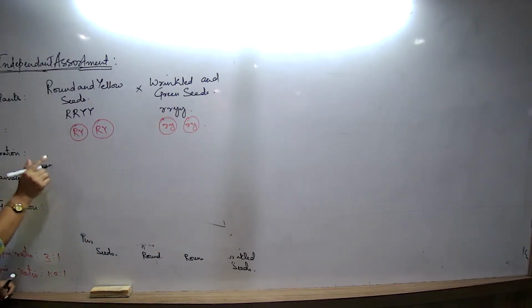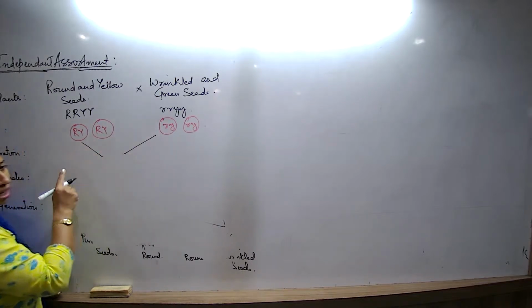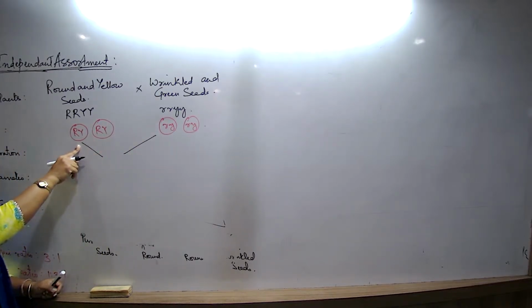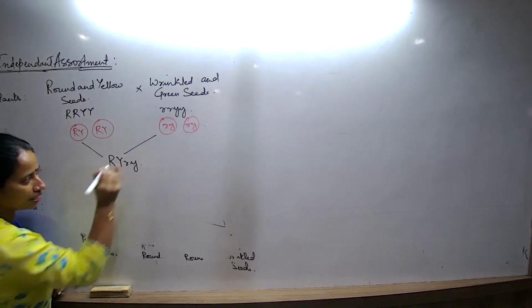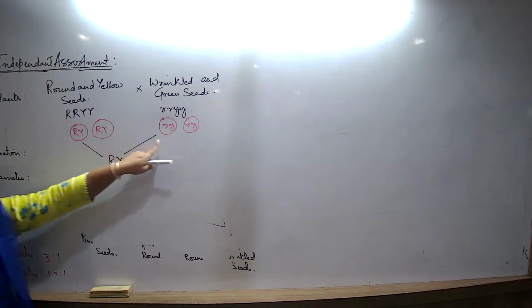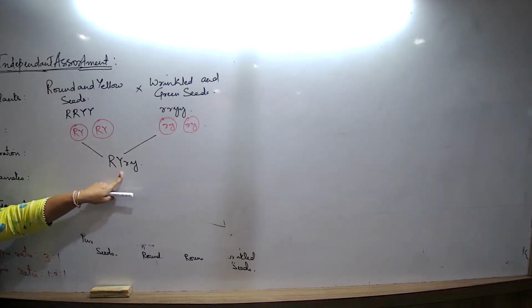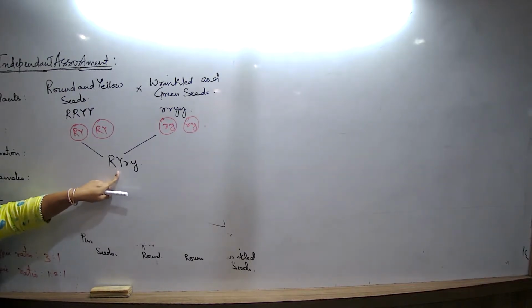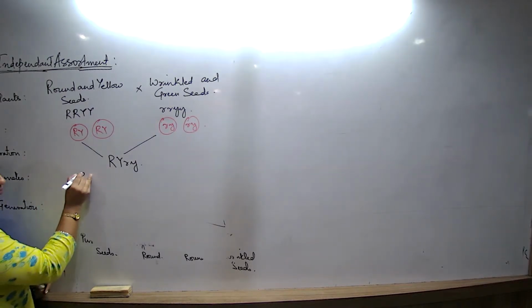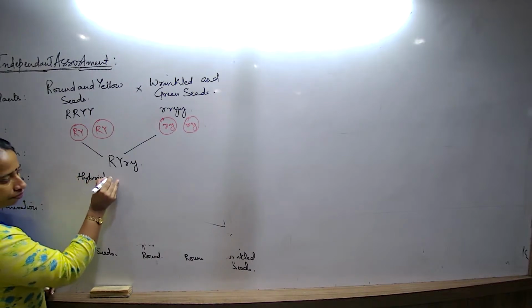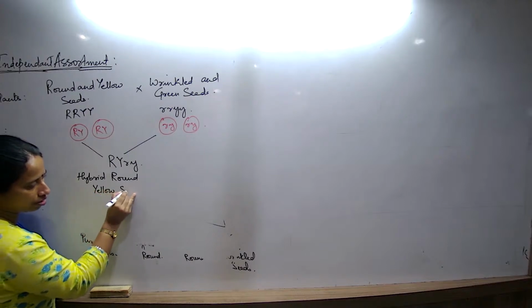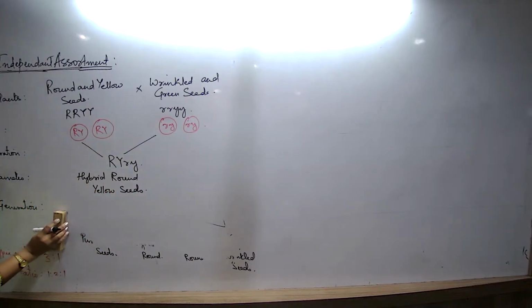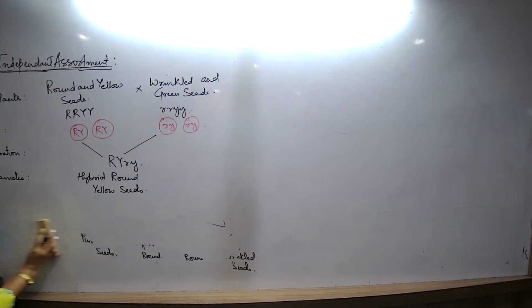What is the next step? Fertilization to give rise to the F1. So what will the pair of chromosomes form? The pair of chromosomes will be this and this. This is one chromosome and this is one chromosome coming together. What is the phenotype? Hybrid round yellow seeds. Round yellow seeds. Understood? Yes.